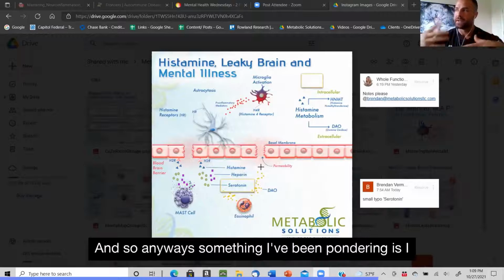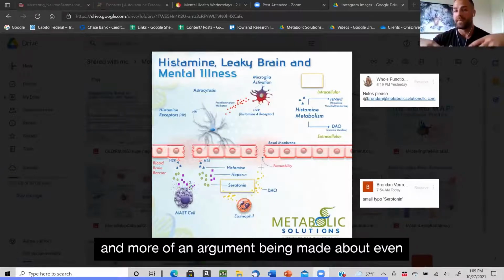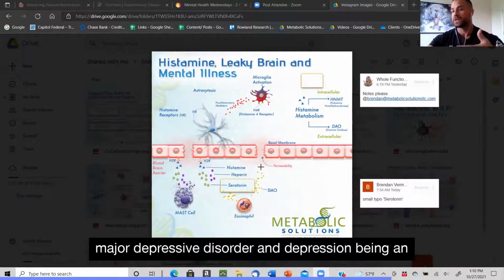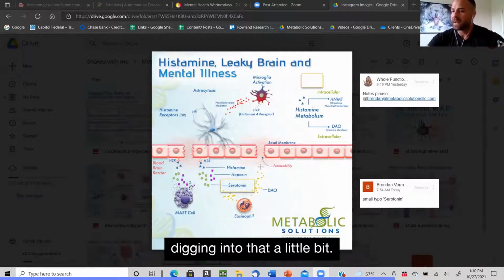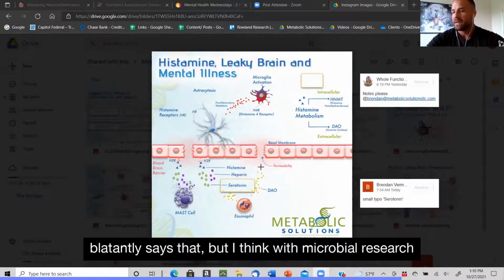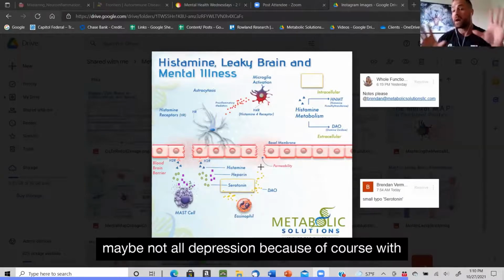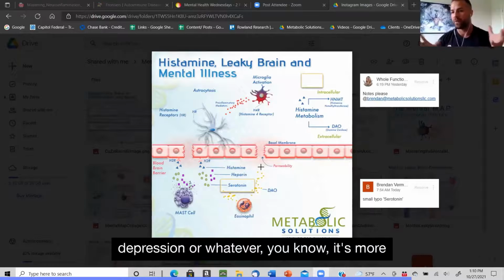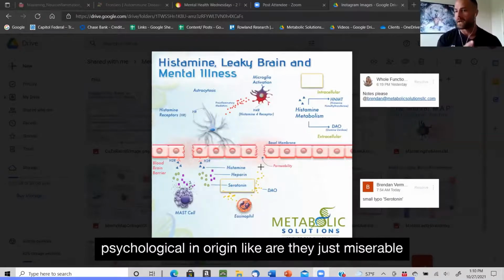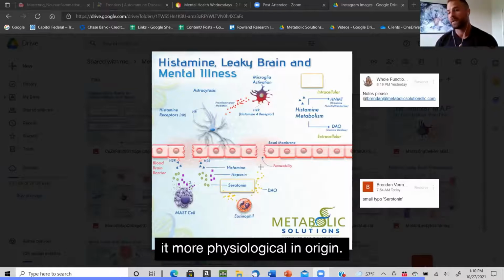Anyways, something I've been pondering is that within the coming years, we're going to see more and more of an argument being made about even major depressive disorder and depression being an autoimmune condition. I've been digging into that a little bit, and I haven't found a whole lot of literature that blatantly says that. But I think with microglial research, more and more we are going to see that, actually, maybe not all depression, right? Because of course, with depression, is it more psychological in origin? Are they just miserable people that have whatever psychological issues, or is it more physiological in origin?